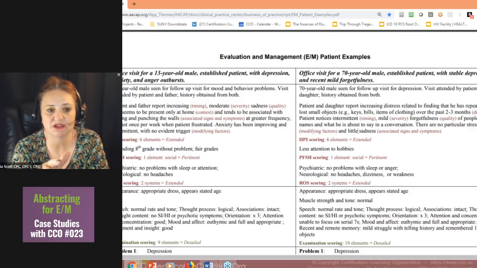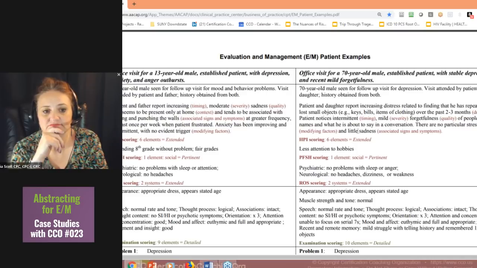Now we're still not done with the history portion. So now let's look down at the past, family, and social history: 8th grade without problems, fair grades. That gives us the PFSH, 1 element, so it's pertinent. Then we get into the review of systems. We get a score of 2 because there are 2 symptoms. We did psychiatric, no problems with sleep or attention, and neurological, no headaches. See how we got 2 there?